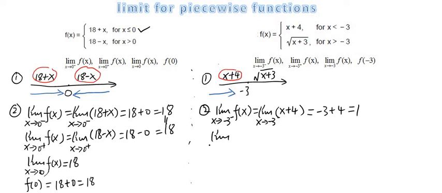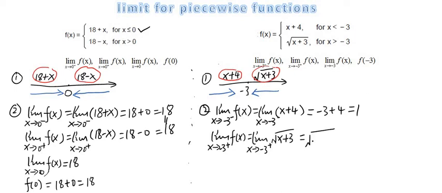Now let's take a look at x approaching -3 from the right hand side. We're gonna draw the arrow from the right hand side. It corresponds to the function square root of x plus 3. So we can plug in -3 into square root of x plus 3. So we have -3 plus 3 equals 0. So here's a 0.